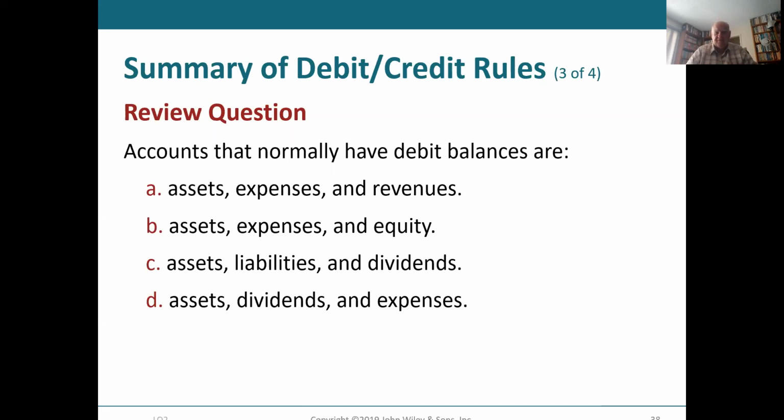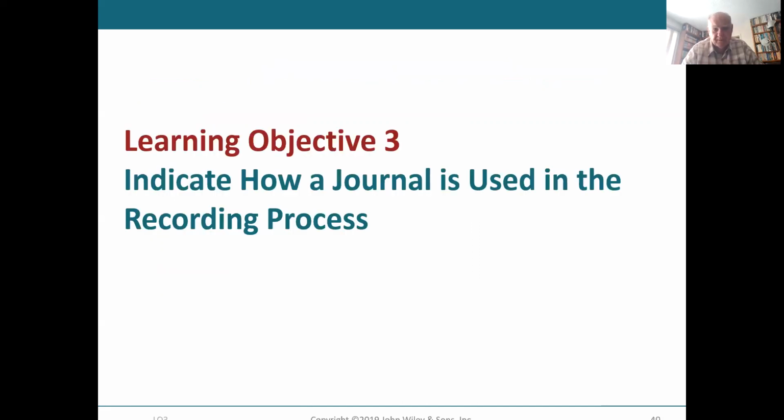Accounts that normally have debit balances. So that would be assets, expenses, and dividends. Yep, there's your lemonade. Assets, dividends, expenses. There you go. Now we've become experts in debits and credits, right?